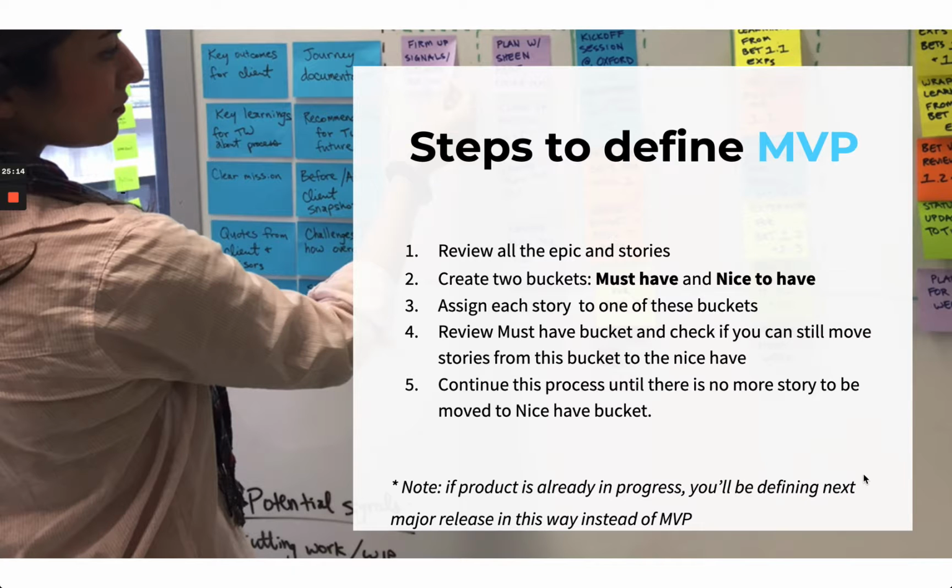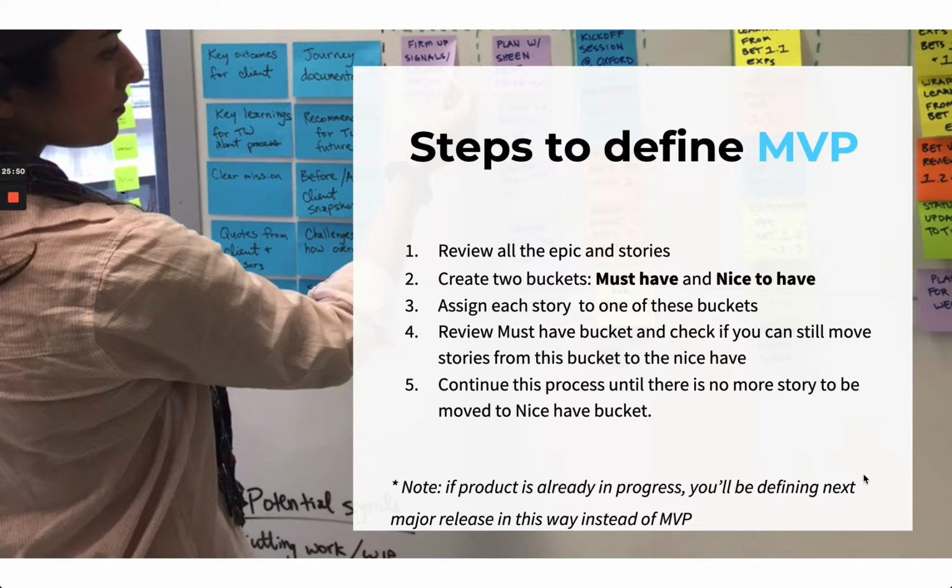This is a really good opportunity for the whole team to have an honest conversation about whether this story is really needed, whether it is really urgent and crucial to have, or it can be done later, it's a nice to have. So once you've done this sorting of putting all the stories into these buckets, go one more time to the must-have bucket and check if there is still anything there that you can move to nice to have. Continue this process until there is no story in the must-have bucket that can be moved to the nice to have.